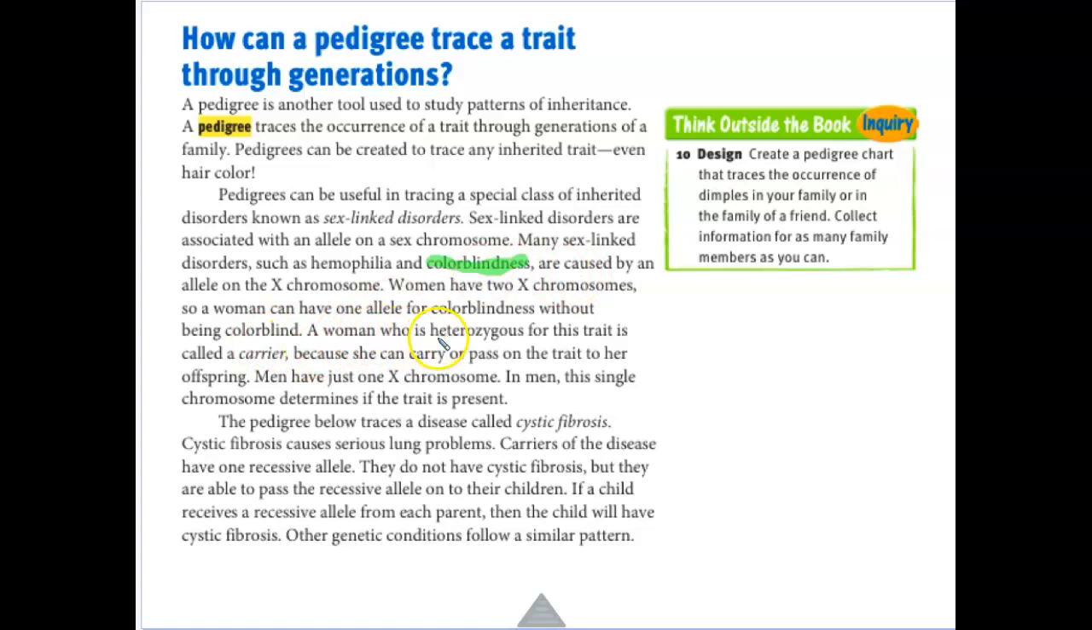A woman who is heterozygous for the trait of colorblindness is going to be known as a carrier. This is incredibly important, okay? Because a carrier is somebody who we are going to say is a hybrid.